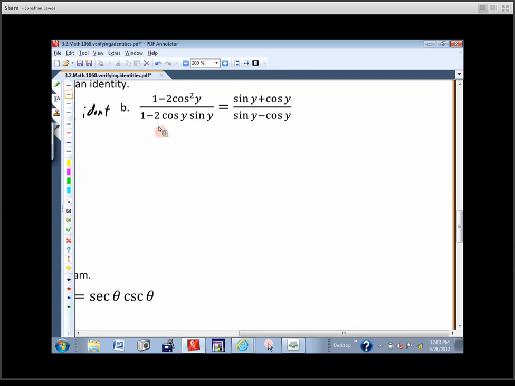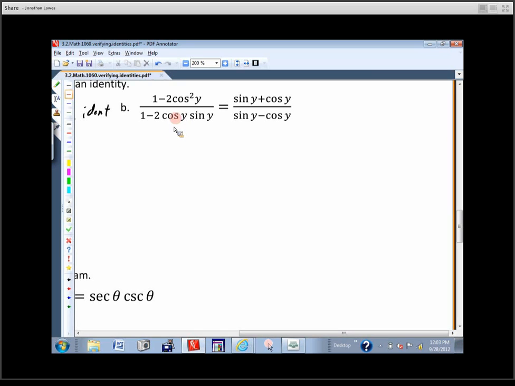Can you pull out a 2 cosine of y? And the answer to that is you can't. You can't even pull out a 1 minus. Nope. Because remember, in order to factor this, you've got to have the same factors in both of them. I can't cancel the 1 with the 1 because those are terms. I can't cancel a 2 cosine with a 2 cosine because those are parts of terms. I can only cancel factors.